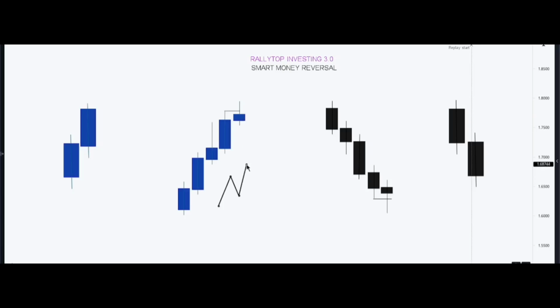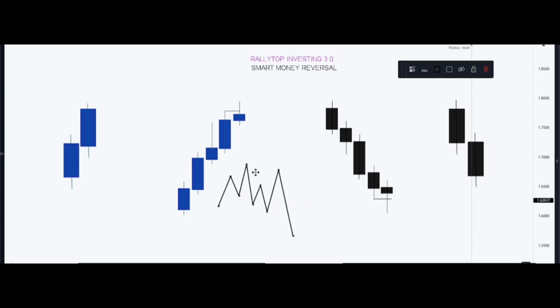Then you will need to wait for change of character. This is your CHoCH. So after the CHoCH, you need to wait for inducement, and price has to take out that inducement and then tap on any OB or area of interest, and then you can go short. Now, the area of interest could be order block, order flow, or fair value gap. These are the three areas of interest that you look for in this kind of scenario.